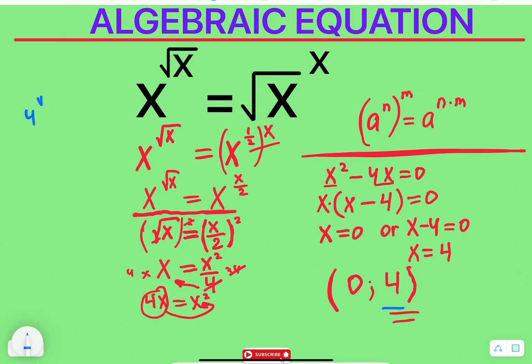4 to the power of square root of 4 equals square root of 4 to the power of 4. Square root of 4 is 2, right? So 4 to the power of 2 equals, square root of 4 is 2, to the power of 4. This is 16, equals 2 to the power of 4, which is also 16. So 4 can be the solution for this algebraic equation.